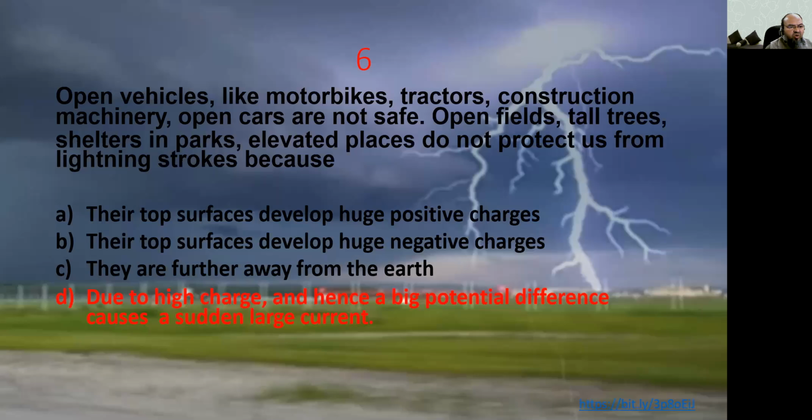Number 6. Open vehicles like motorbikes, tractors, construction machinery, open cars are not safe. Open fields, tall trees, shelters in parks, elevated places do not protect us from lightning strokes because their top surfaces develop huge positive charge. This is partially correct, as we have come across during discussion. Their top surfaces develop huge negative charge. They are further away from the earth, so due to high charge and hence big potential difference causes a sudden large current. So this is absolutely the correct option out of 4.